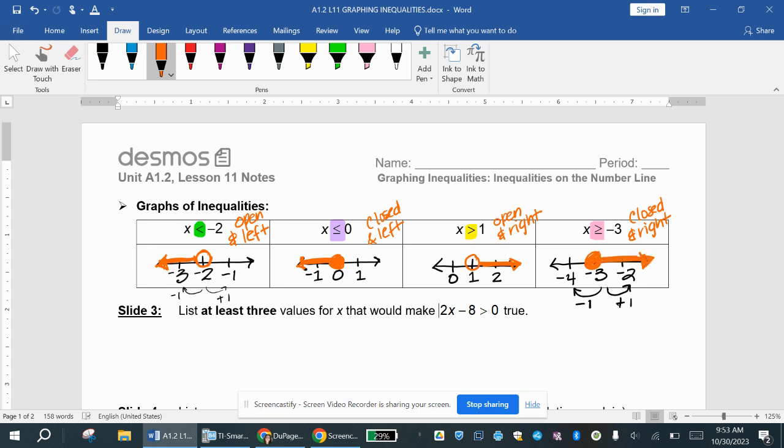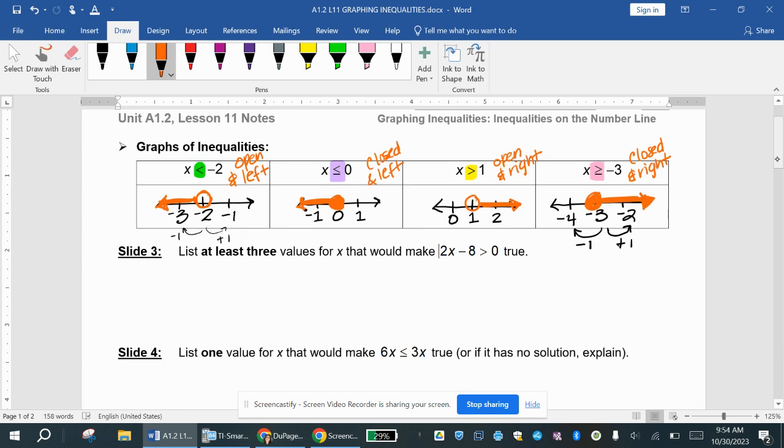Okay, so hopefully you guys were able to remember some of those rules from middle school. Again, later on, if you want to try this on Desmos along with your slides, you can. But in slide 3, they give you an inequality: 2x minus 8 is greater than 0. And they want 3 values of x that would make it true. So to solve inequalities, you pretty much solve them the way you do an equation. You cancel addition and subtraction first, then multiplication or division.